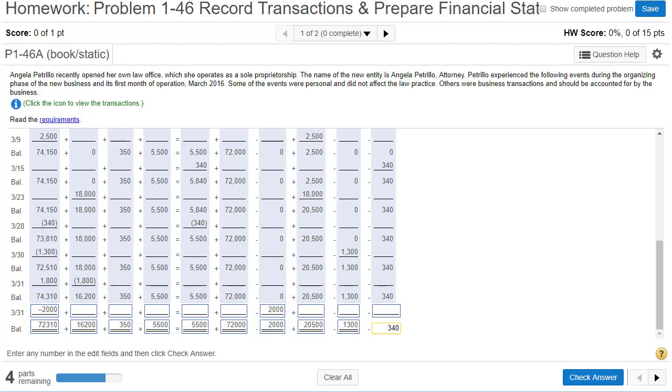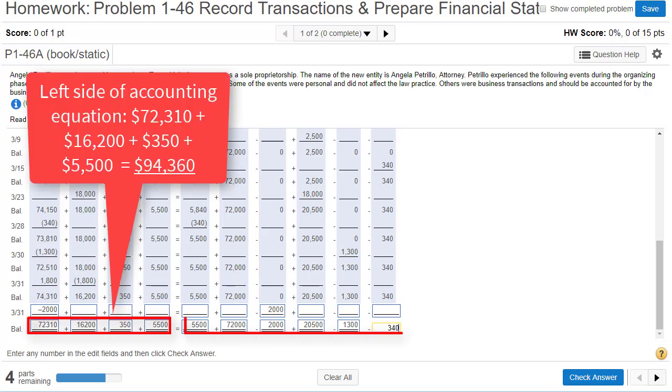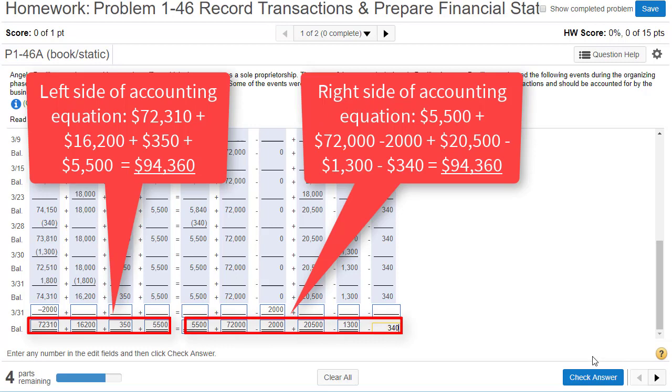So we should double check that the left side of the accounting equation, assets, equals the right side, liabilities plus equity. And they are equal.